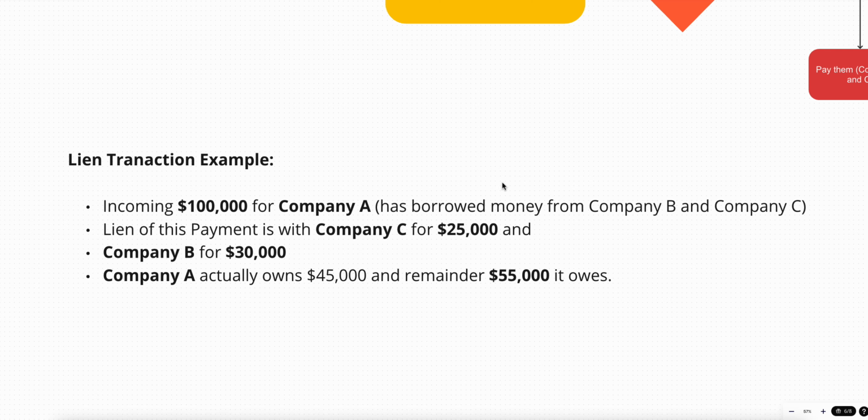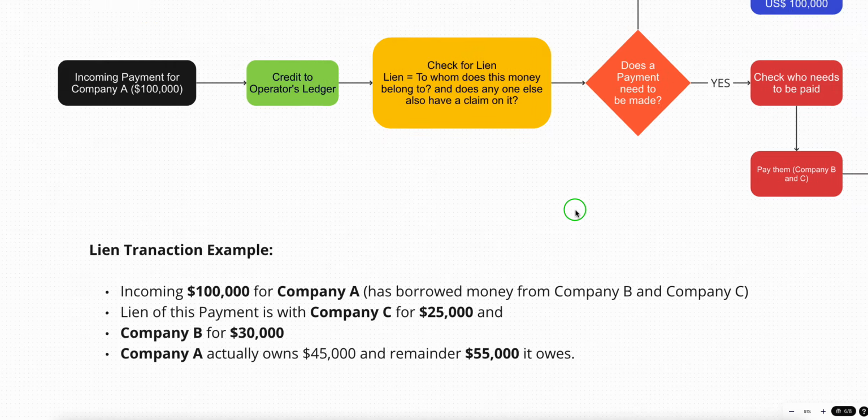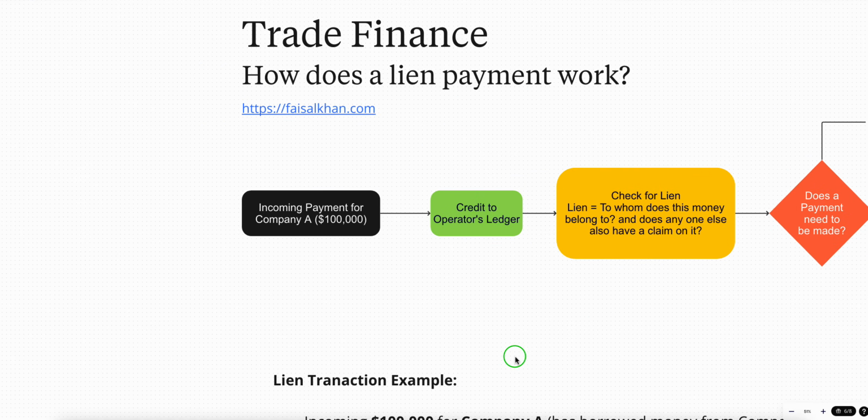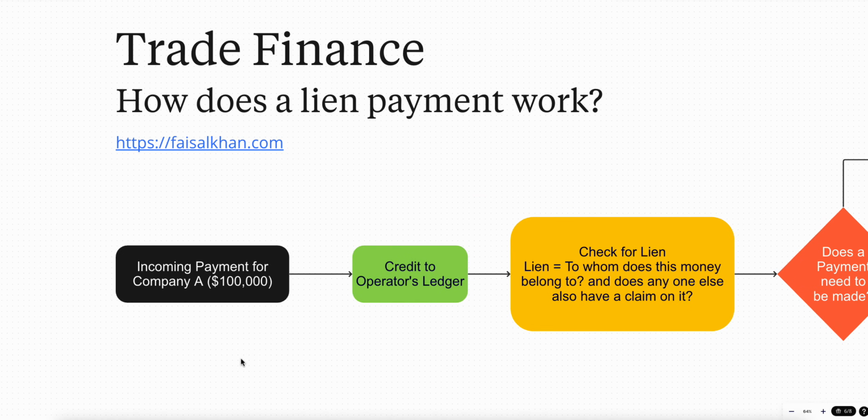So what happens is the operator of this trade finance deal would basically set up accounts for all these companies and give them virtual IBANs. And this is how the initial transaction would look. So the incoming payment is for 100,000. It comes in, it gets credited to the operator's ledger. The operator is the entity that is operating the trade finance, and this is what they're offering as a service.